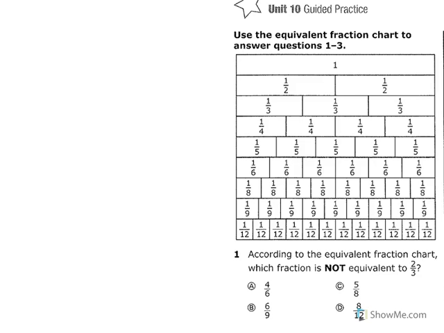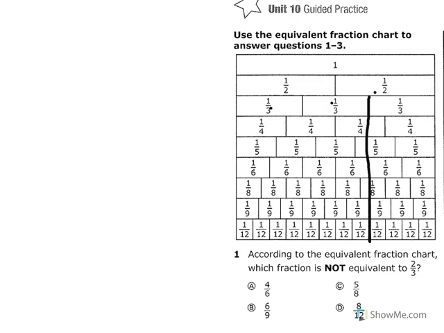Okay, use the equivalent fraction chart to answer questions 1 through 3. Question number 1. According to the equivalent fraction chart, which fraction is not equivalent to 2/3? So I've got 2/3 here, that's 1/3, and this is 2/3. I'm going to try to draw a line straight down from 2/3 and see which one of these fractions is not equivalent to 2/3.